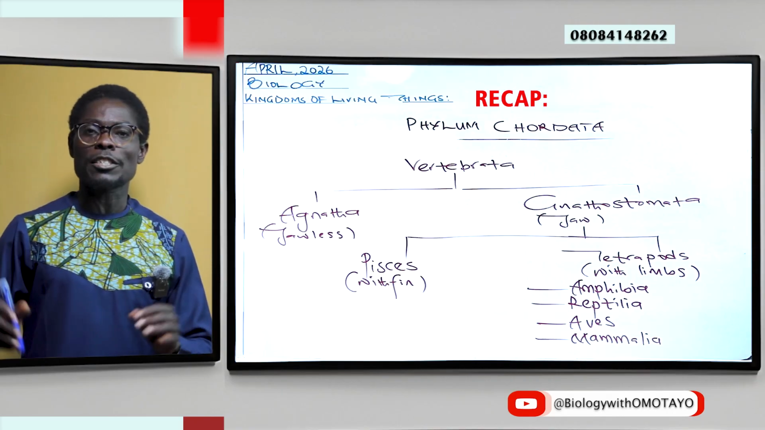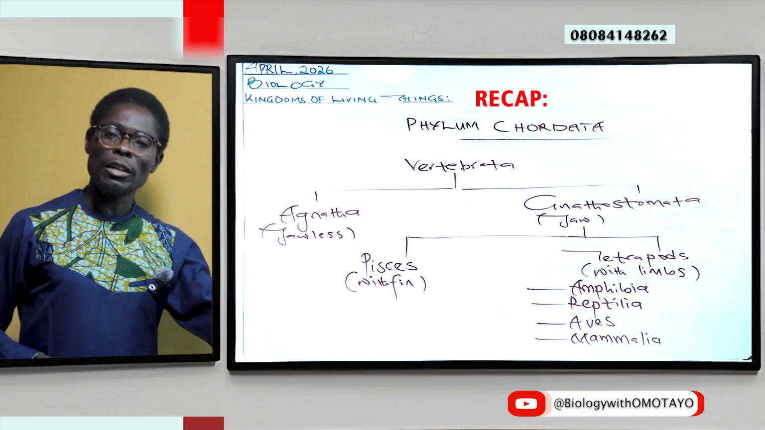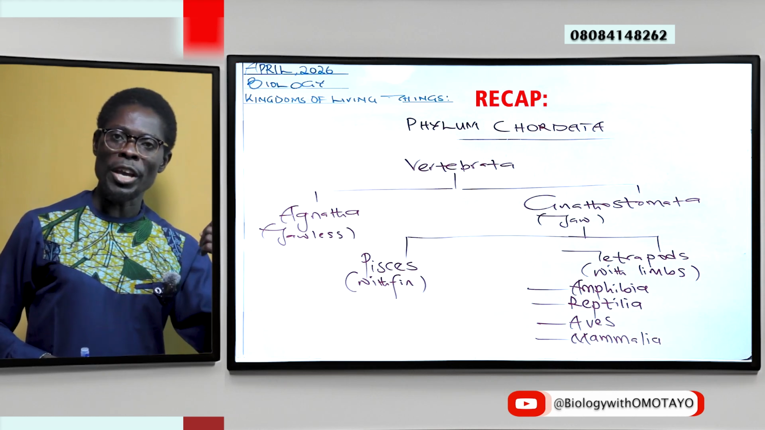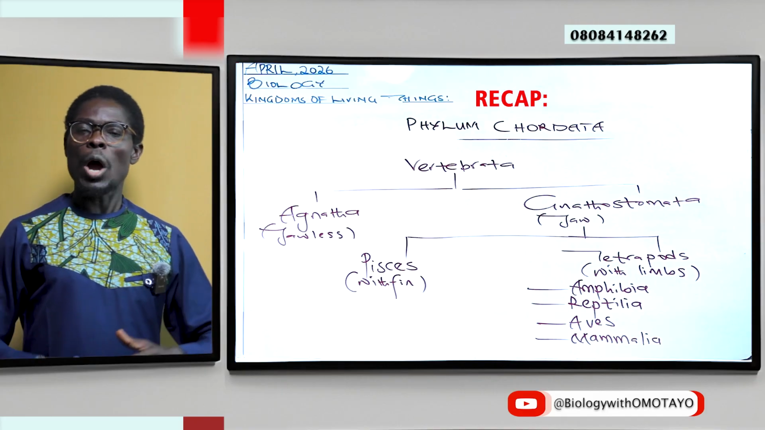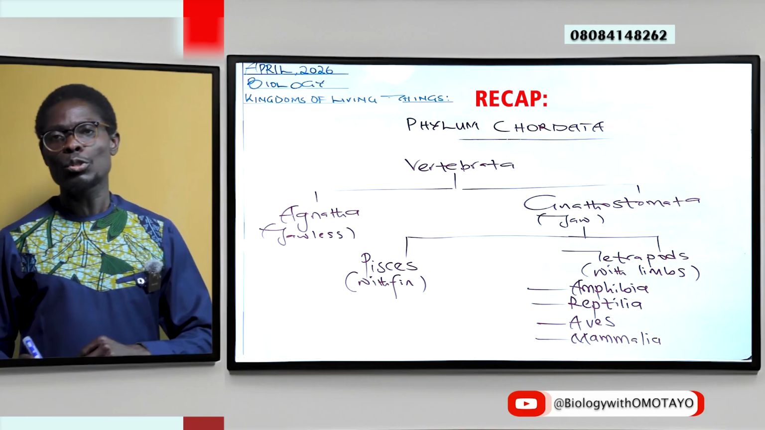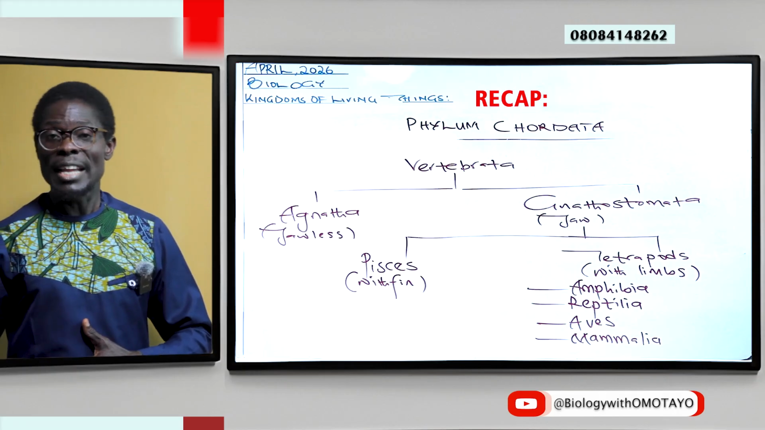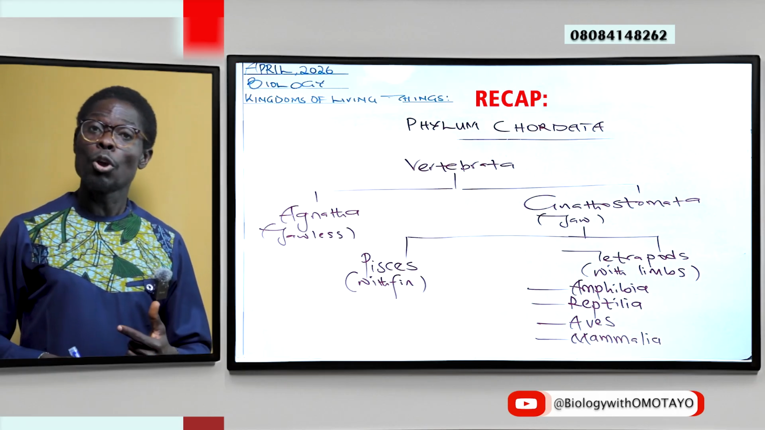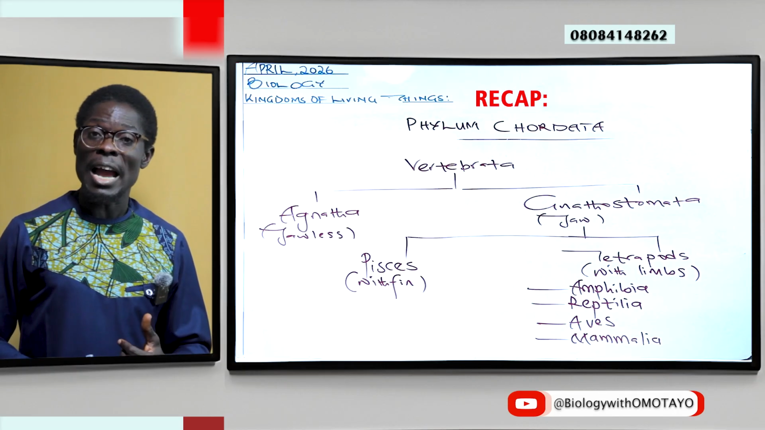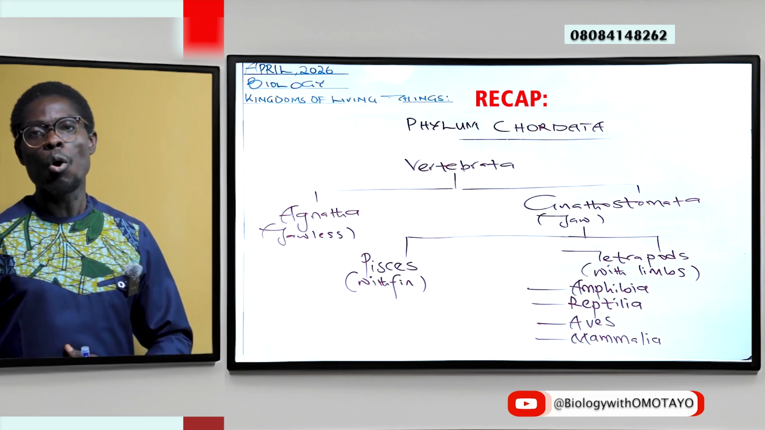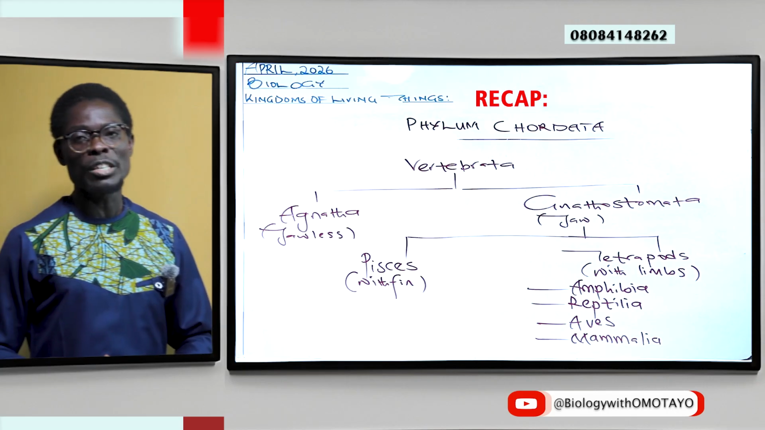You can see the charts if you check out the previous class recording. So our area of emphasis, the Gnathostomata, have the Pisces, that's organisms with fins, then the tetrapods, that is your Amphibia, Reptilia, Aves, and Mammalia. This will be our area of focus in the course of this study.